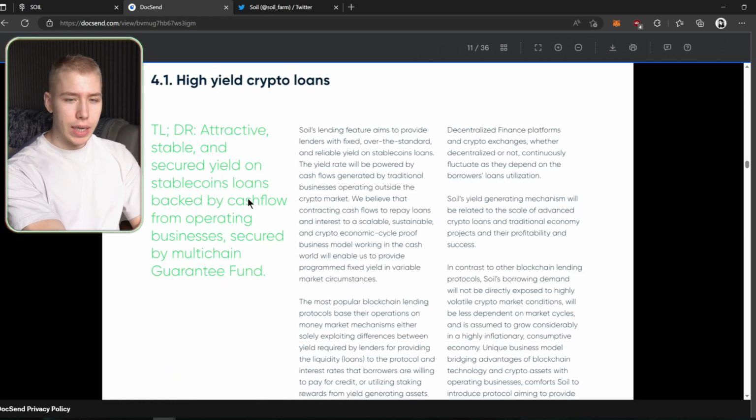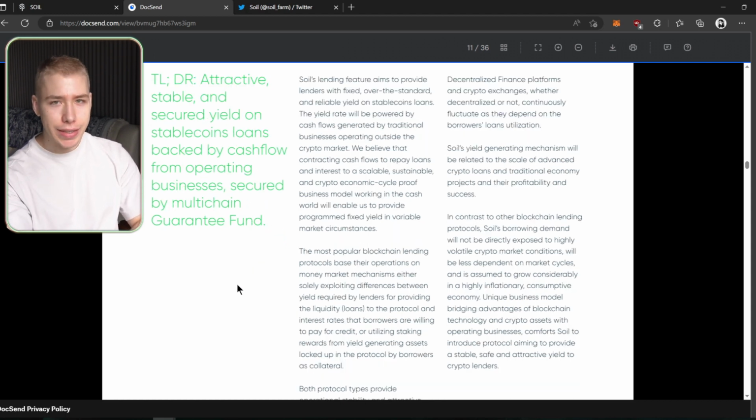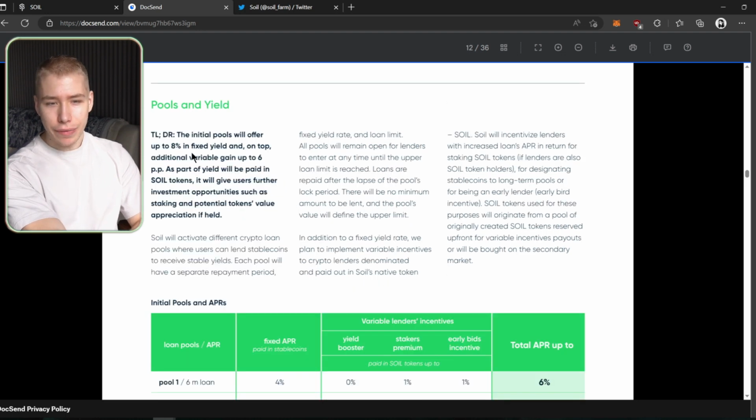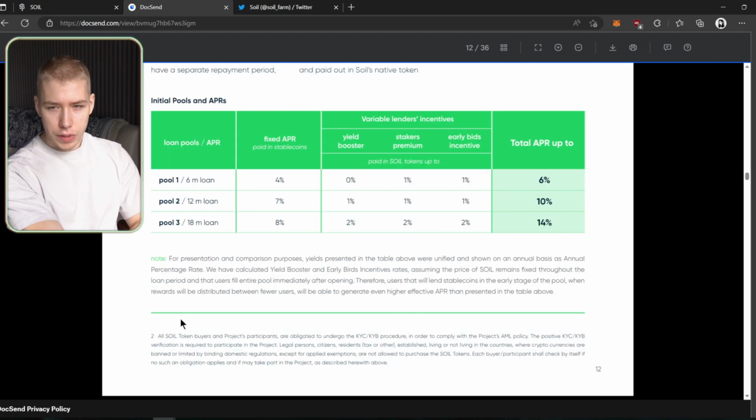For example, the loans in here are backed by cash flow from operating businesses secured by multi-chain guaranteed fund, which means there's not going to be an FTX situation. The initial pools on the site are going to have 8% in fixed yield with up to 6 additional percent on that, meaning 14 percentage points would be the highest. The 8% is fixed at the moment. Those pools are distributed in the following ways, where you get 4%, 7% or 8% for a 6, 12 or 18 months loan, as well as additional yield boosters on top of that. For example, the Stakers Premium and the Early Bids Incentive.